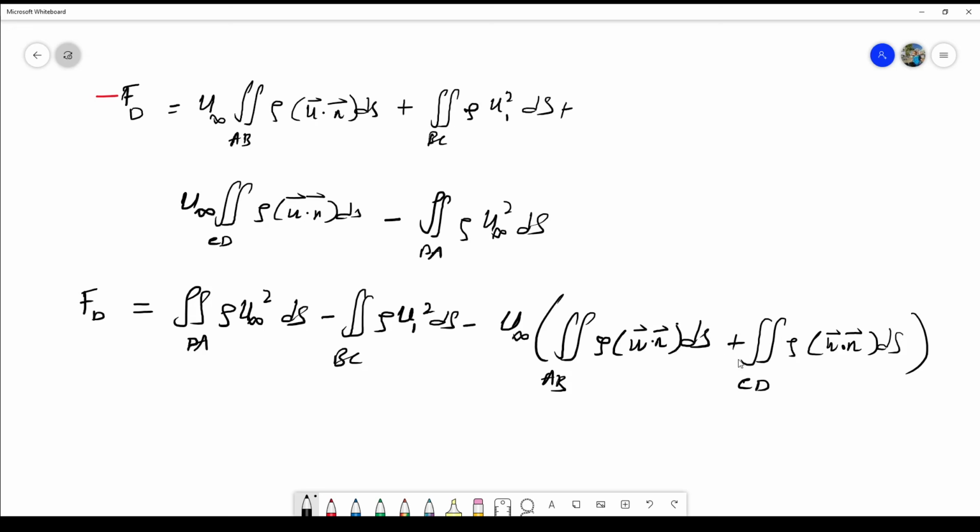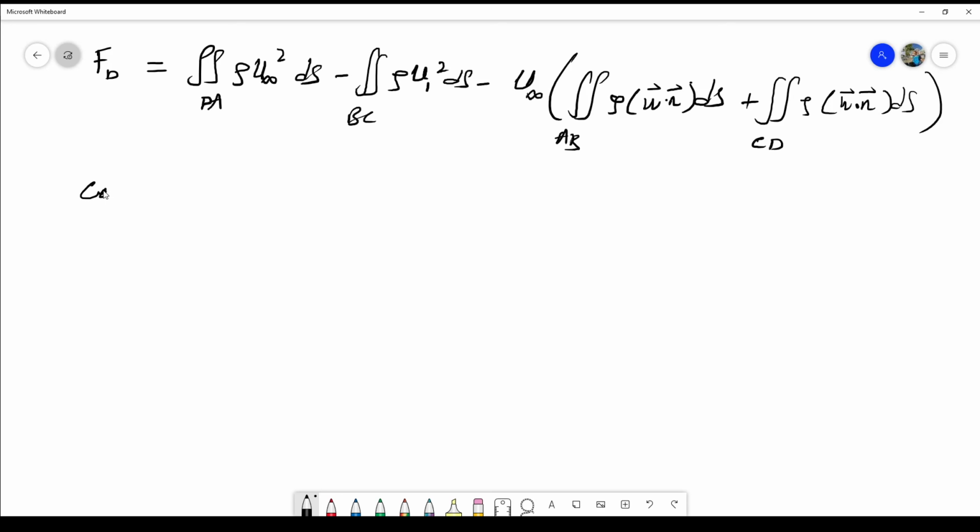So the integrals in the brackets here actually refer to the continuity equations on the surfaces AB and CD. In order to obtain the mass flows across the surfaces AB and CD, we have to calculate the mass conservation equations over the control surfaces as well. Taking that continuity equation, which is given by rho u·n ds, all of this should be equal to 0.